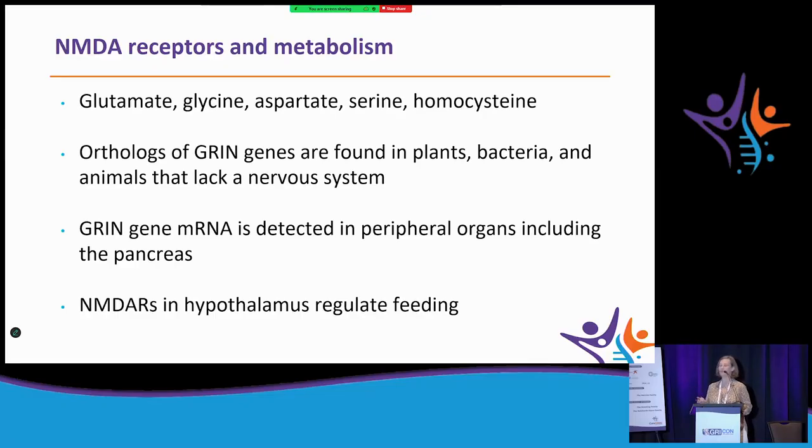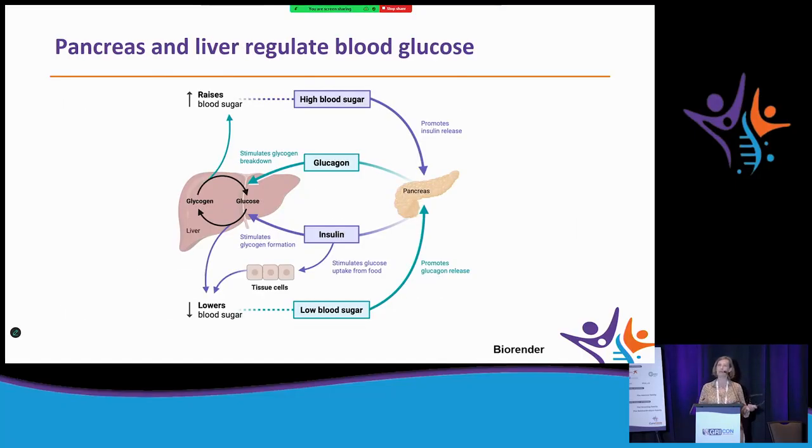So these genes have existed for a long, long time. They're found in plants and bacteria and in animals that lack a nervous system. So NMDA receptors might have something to do with energy sensing and metabolism. Keeping that in mind, when we move to animals that have organs that manage energy, we see NMDA receptors in peripheral organs, including the pancreas, which is really important for glucose regulation. And they're also, of course, found throughout the brain, including the hypothalamus, which is kind of the brain's region to sense energy demands.